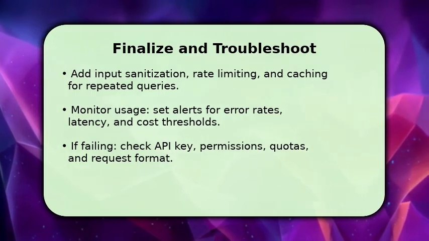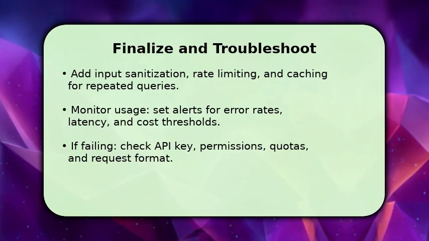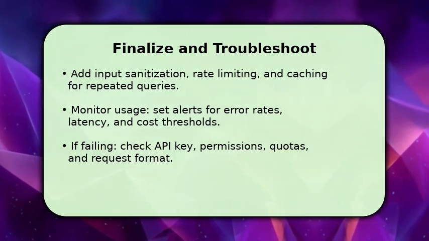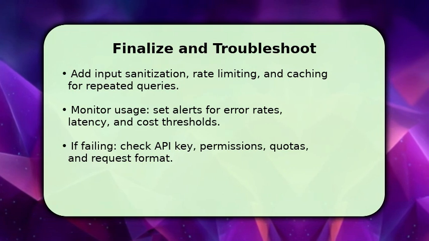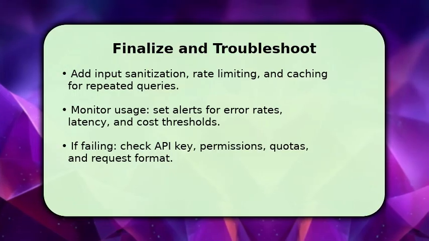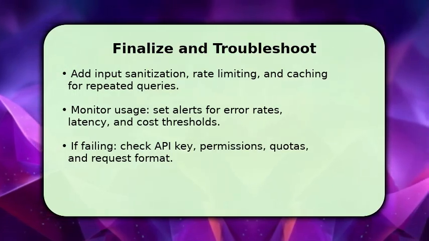If something goes wrong, first verify your GEMINI_API_KEY, project permissions, and quota. Next, confirm request JSON matches the API spec, and that language equals EN is set. If errors persist, reproduce locally with.